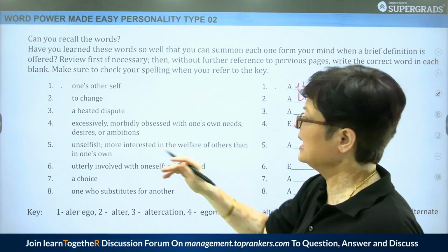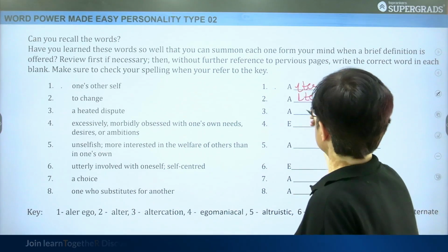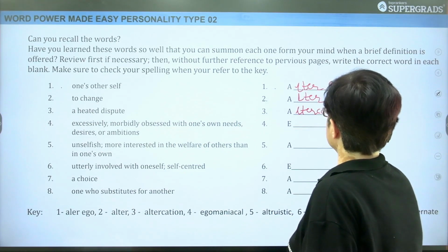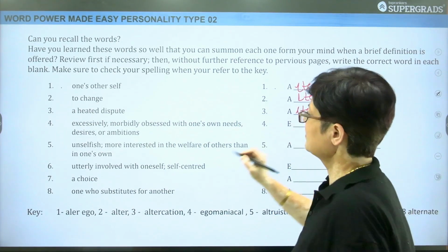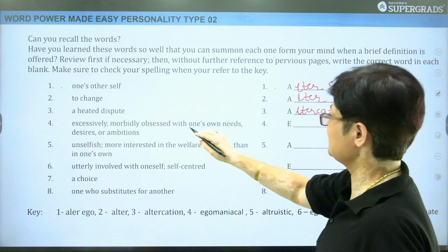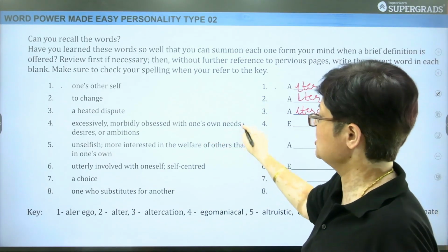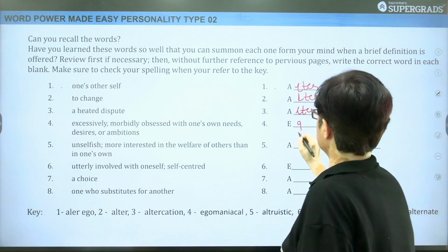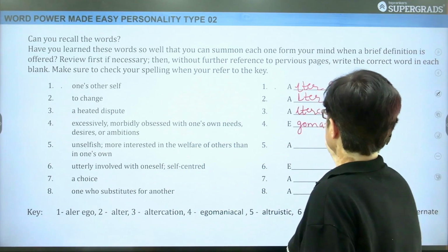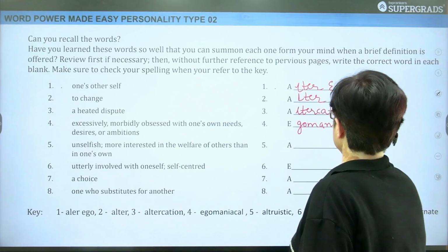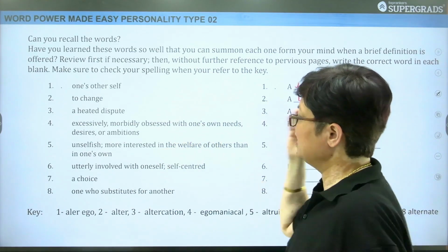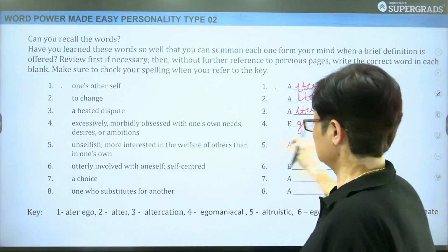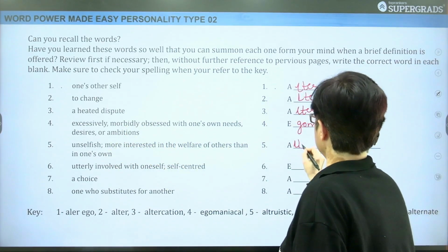The third one, a heated dispute. A heated dispute is an altercation. Then comes next, excessively, morbidly obsessed with one's own needs, desires, or ambitions. This is egomaniacal. Then, unselfish, more interested in the welfare of others than in one's own. So, this person is altruistic.